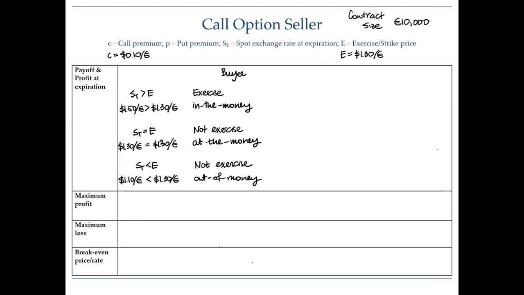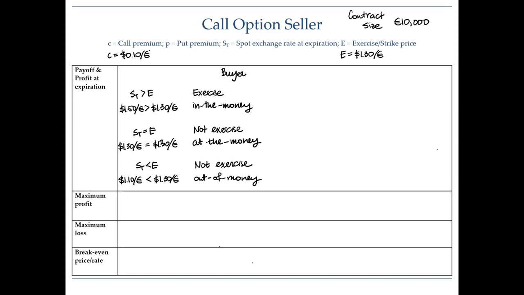Now let's take a look at the position of call option seller, or call option writer. We are going to use the same numerical example that we used for call option buyer. That was a contract in euros, and the contract size was 10,000 euros. Exercise price was $1.30 per euro, which means the buyer of this option has the right to buy euros for $1.30. And the call premium, or the price of this option, was 10 cents per euro.